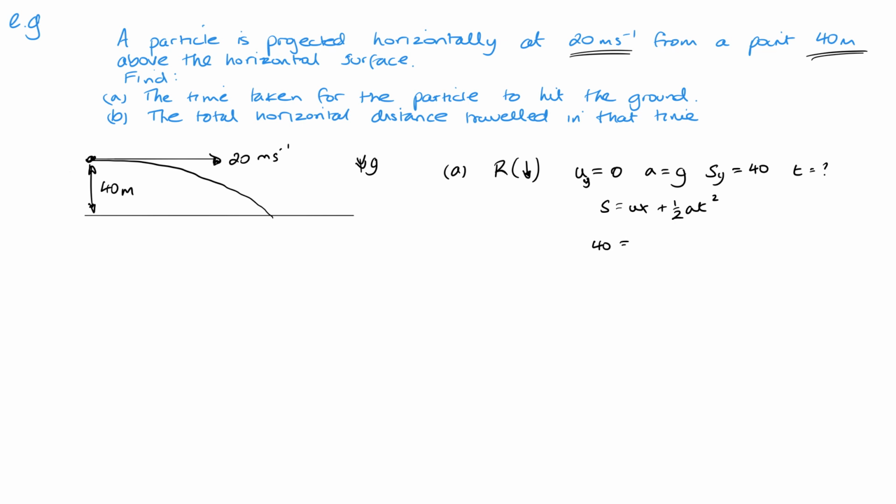Substituting obviously what you know, u being 0 makes this a lot easier for us. And it's now just a simple bit of rearranging. If I multiply by 2, I get 80. Divide by gravity, that is t squared. And all I need to do now is take the square root, and I want the positive value. Now, that obviously gives me plus or minus 20 over 7. As I said, we need the positive one.